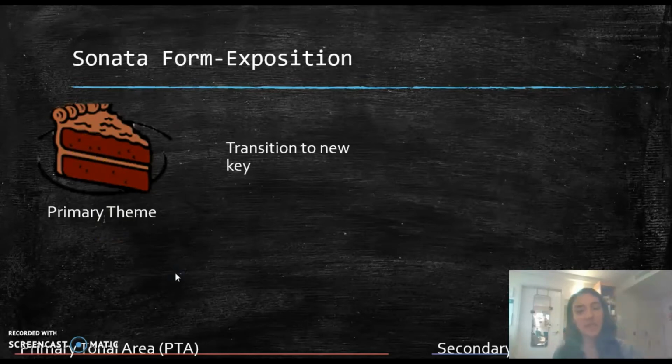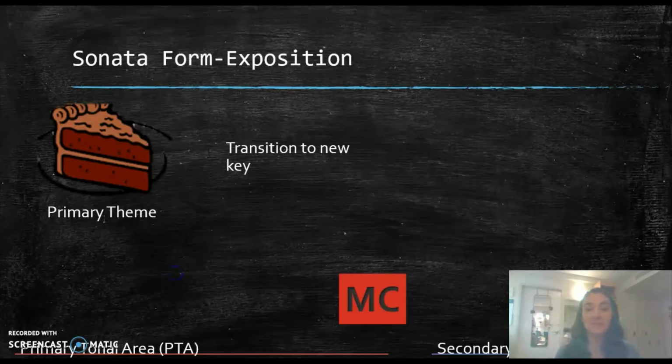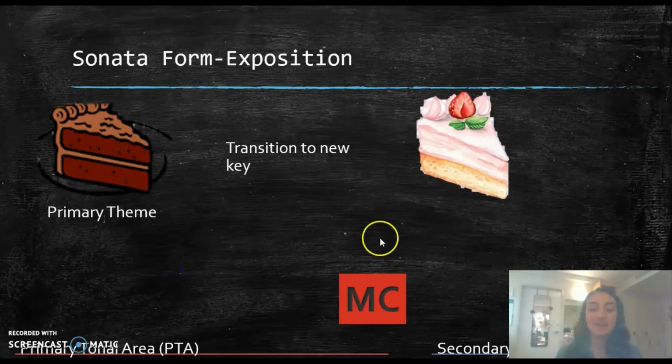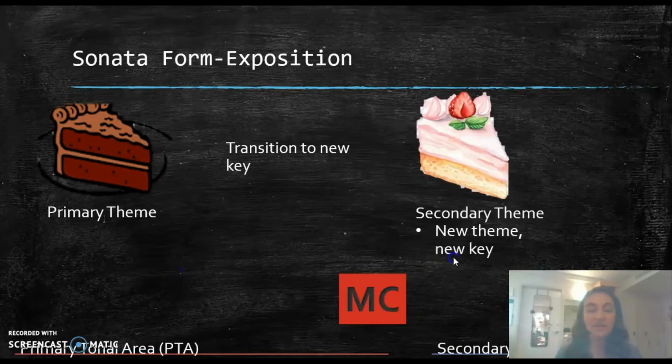We'll have a transition into a new key. At the end of that transition section, there's going to be an MC, or medial caesura, usually a big pause, a half cadence in that new key, and that'll lead us into our secondary tonal area. This is our secondary theme right here.